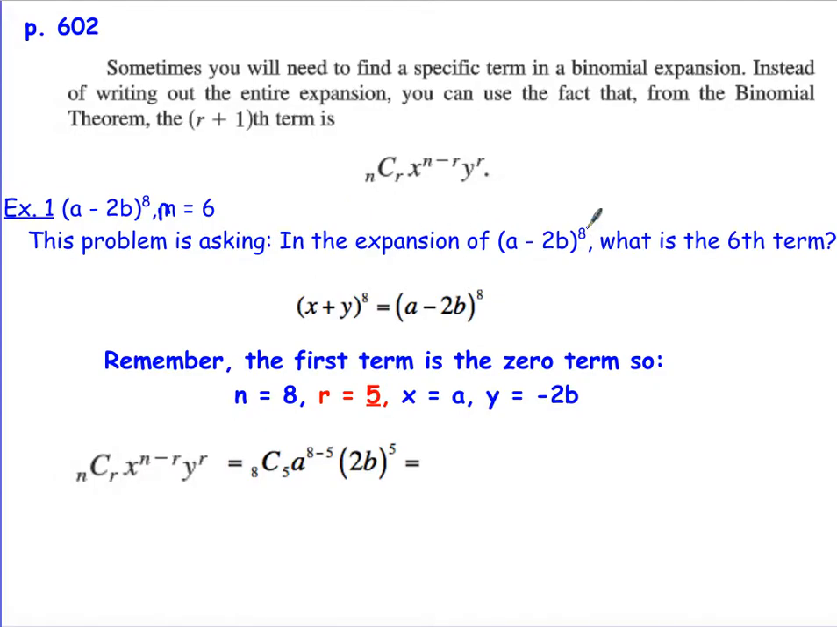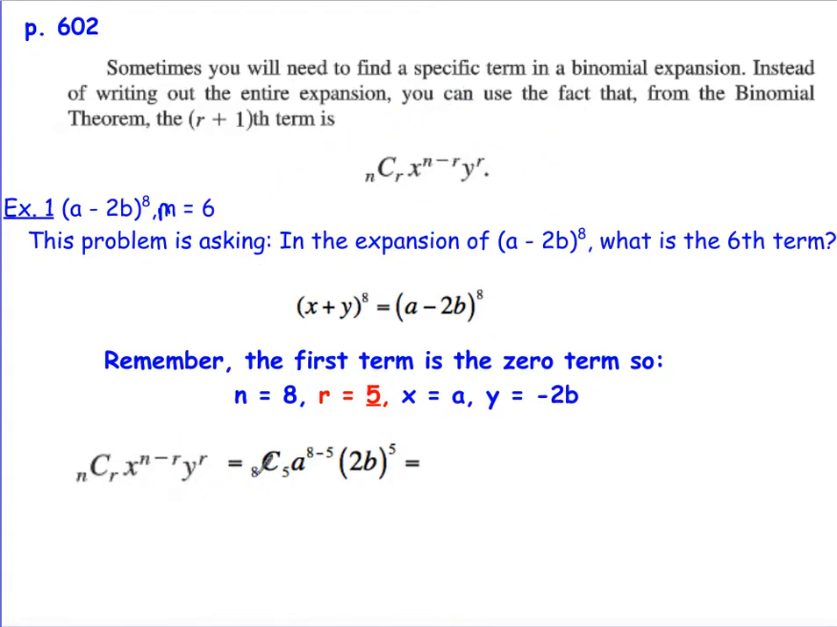So we're in the 8th row, so that's why n is equal to 8. Now r is equal to 5. Even though we're asking for the 6th term, remember that the first term is the 0 term. So since we want the 6th term, we're going to have r equal 5. You just subtract 1. x is equal to a, so that's the first part of our binomial. And then y is going to equal negative 2b. That's the second part of our binomial. I'm just plugging all that into this expression right here.